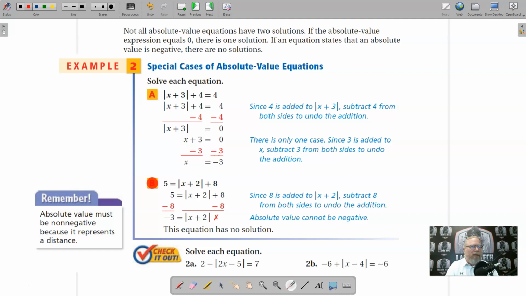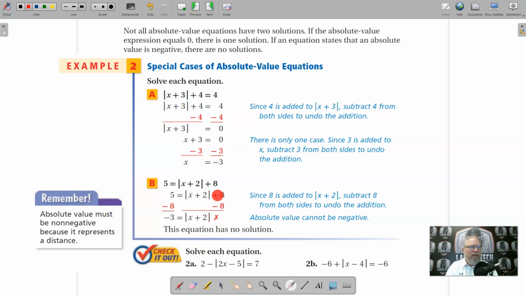Let's look at the special case that we see here in example B. So we have 5 equals the absolute value of x plus 2 plus 8. So we have the 8 that's being added to the absolute value of x plus 2.